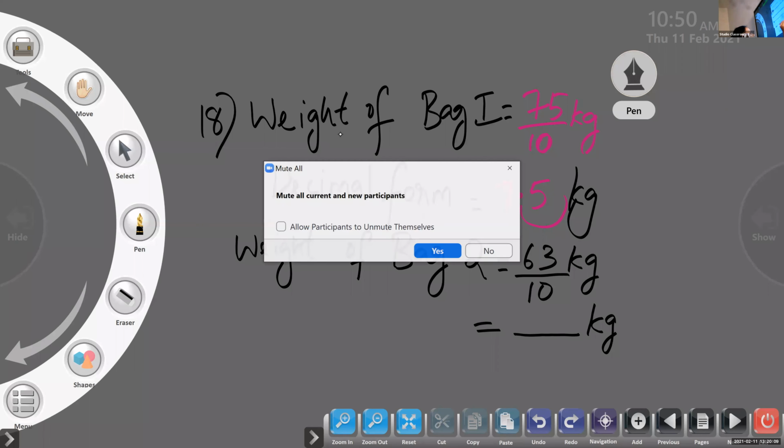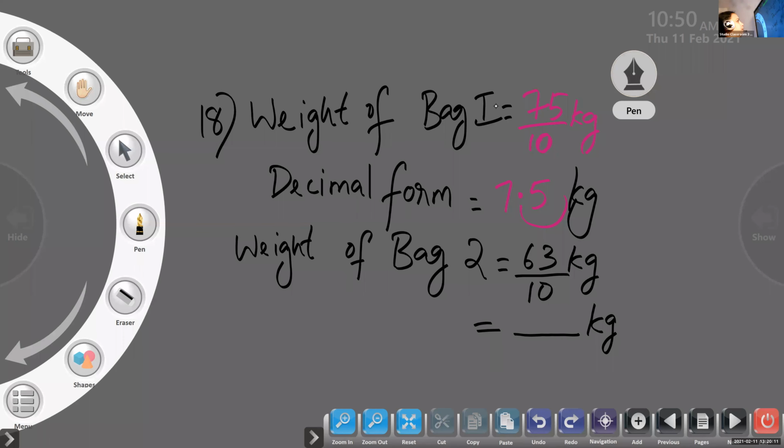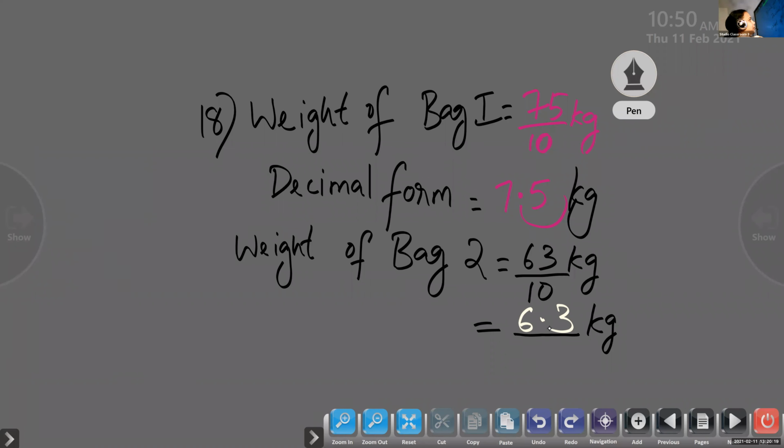Okay, children, tell me the answer. 6.3. Very good. So, children, what we have to do here, from the right side, we will move one digit to the left side. So it will be 6.3. Look here, after the decimal point we have only one digit, because in the denominator 10 we have only one 0. It's very easy. Like this we will do now question number 19.